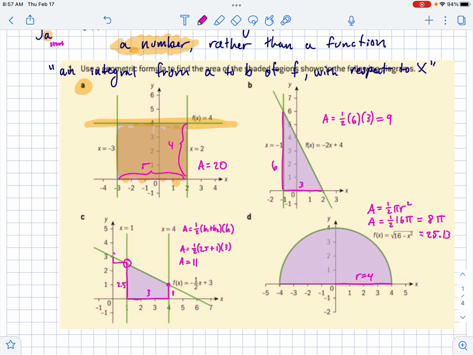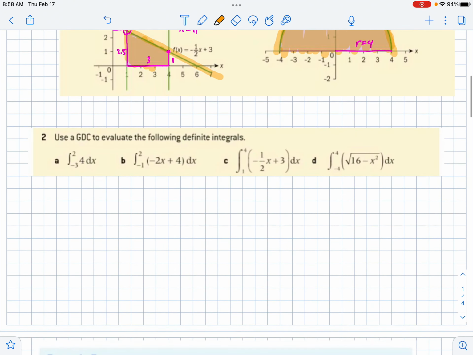Now, you might be looking at these and wondering, why on earth are we finding the area of all these things? Well, notice the theme each time is that there's some sort of equation. Here it's negative 2x plus 4. Here it's negative 1/2 x plus 3. Here they give us the equation of the circle, which is the square root of 16 minus x squared. And each time we're finding the area underneath the curve or line down to the x-axis. What on earth does this have to do with integrals?